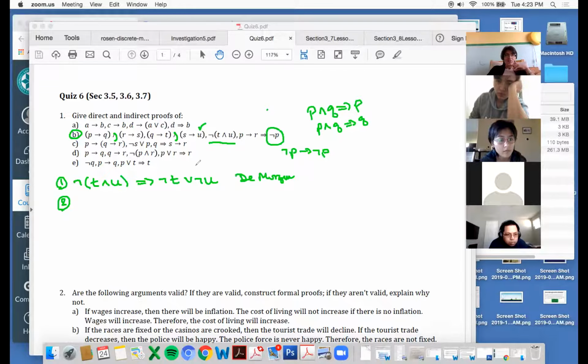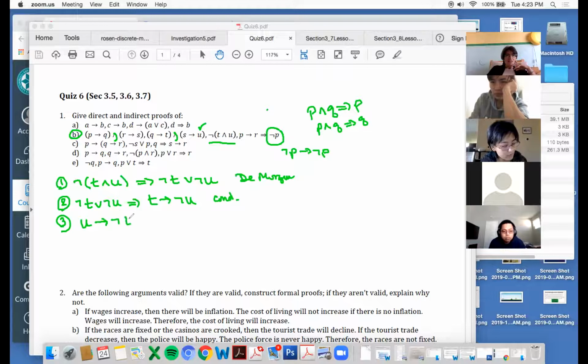Okay, so I'm going to turn this around. I'm going to use the contrapositive. Oh, no, I'm going to turn it into a conditional first. So I'm going to say not T or not U is the same as T then not U. That's the conditional. And then I'm going to use the contrapositive to make it U and therefore not T. So this is the contrapositive.